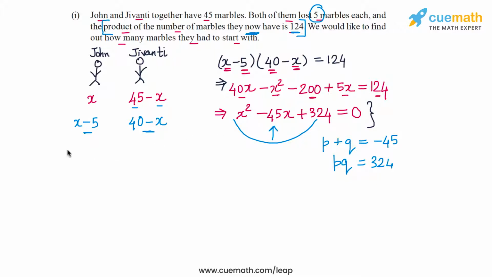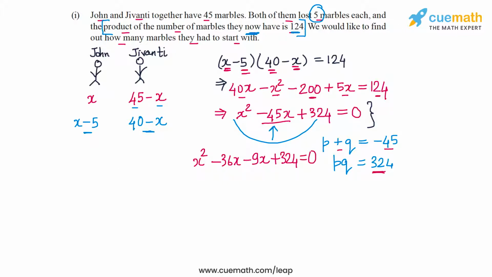If you think a little bit about the factors of 324, we see that 324 can be written as 18 into 18. It can also be written as 9 into 36. And 9 times 36, 9 plus 36 is 45. So the two numbers P and Q, whose sum is equal to minus 45 and product is equal to 324, are minus 36 and minus 9. So you can split this middle term minus 45x as minus 36x minus 9x. And now the quadratic equation becomes x square minus 36x minus 9x plus 324 equal to 0.